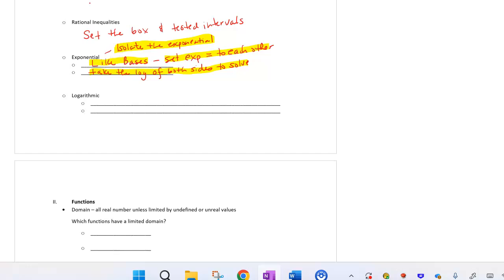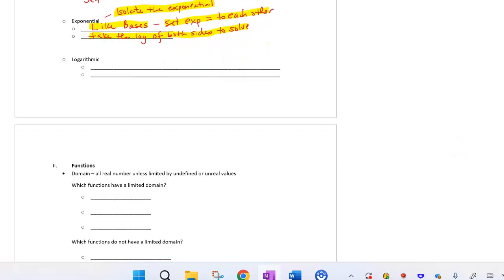And then finally, the last type of equation that we learned how to solve were logarithmic. Again, you want to condense both sides to get it down to a single log. And the cases you have are either log equals log, and in that case, you set the arguments equal to each other. Or you have log equals a number, and in that case, you want to change it to exponential form.